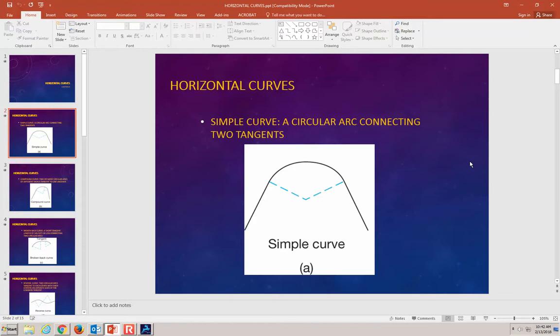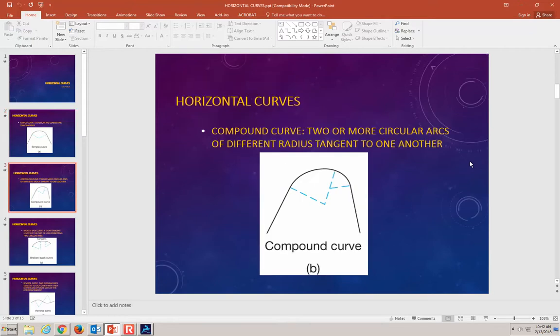The first type of curve is a simple curve. It's basically a circular arc connected by two tangents, and that's mostly what we're going to deal with in this class. The next kind of curve is a compound curve, where you have two or more curves with different radii that come together, with a tangent on each end, and the curves connect.